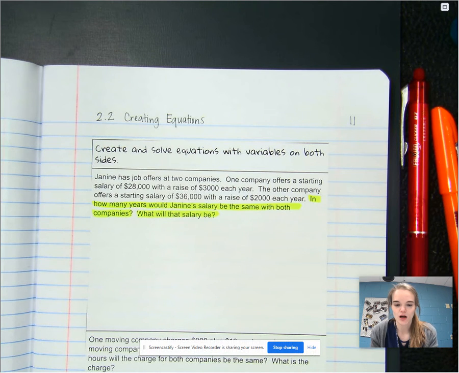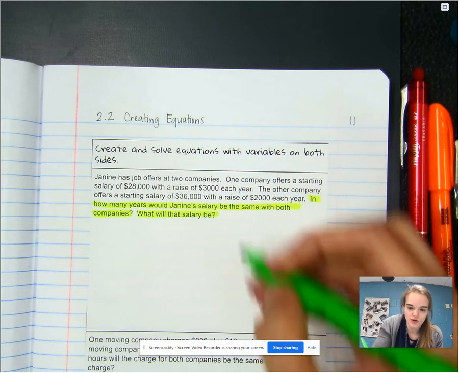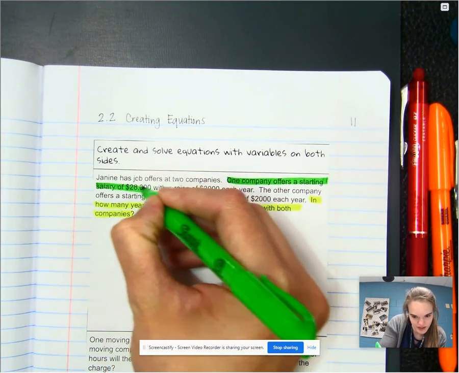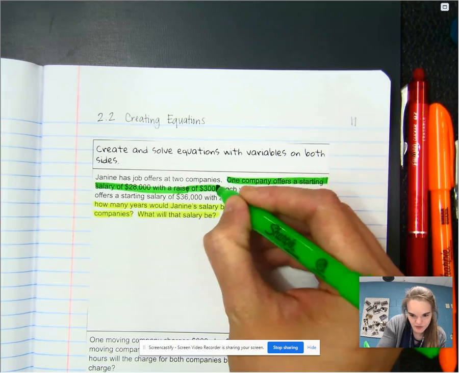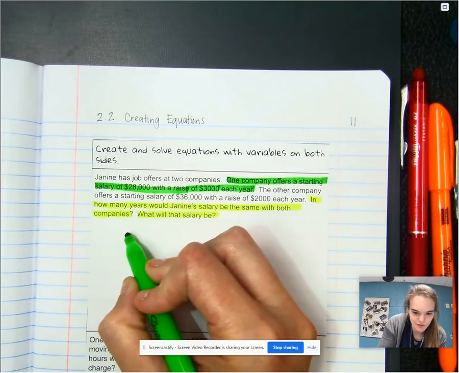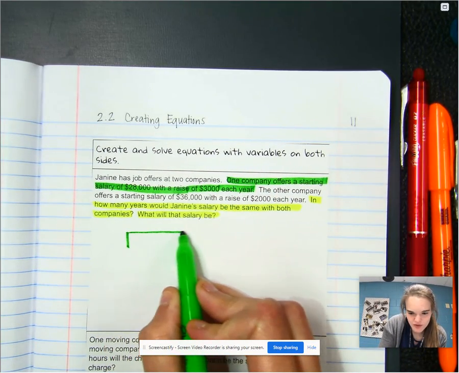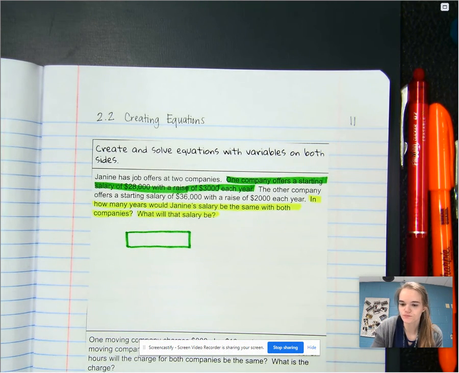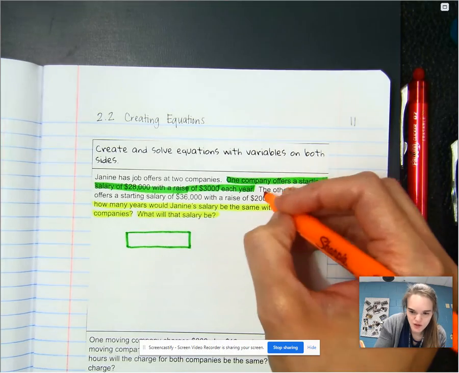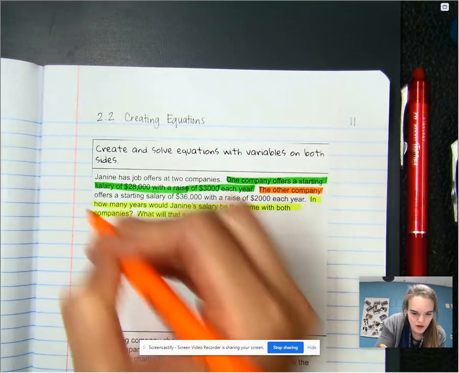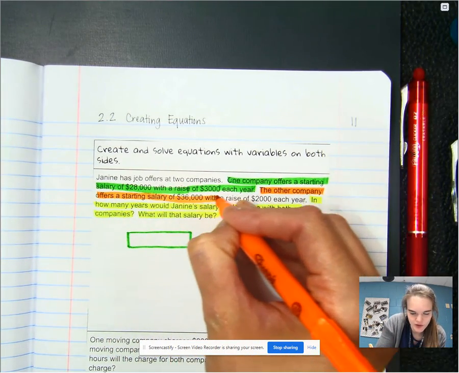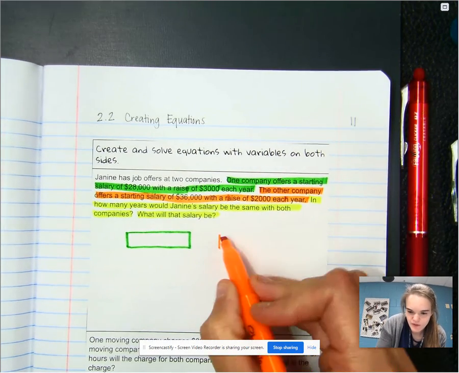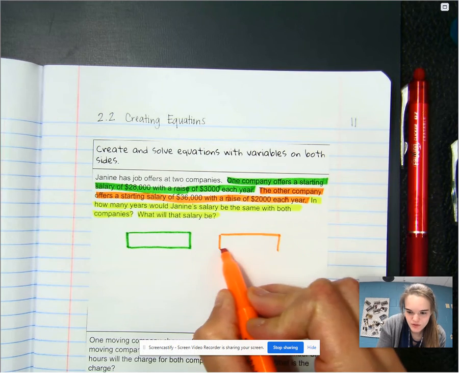So let's start with the first company. One company offers a starting salary of $28,000 with a raise of $3,000 each year. So we're going to make an information box for this company. Okay. The other company offers a starting salary of $36,000 with a raise of $2,000 each year. Okay, here's the box for this one.